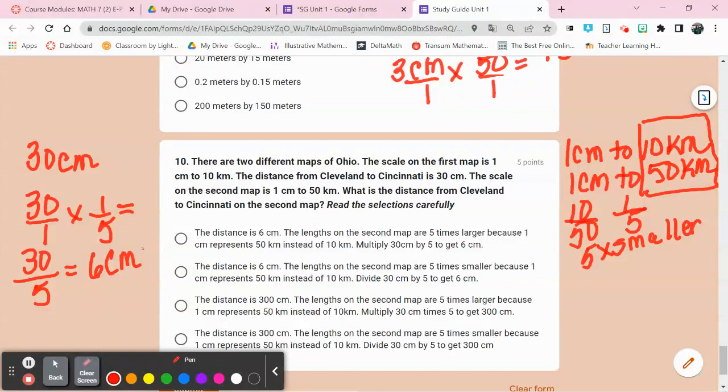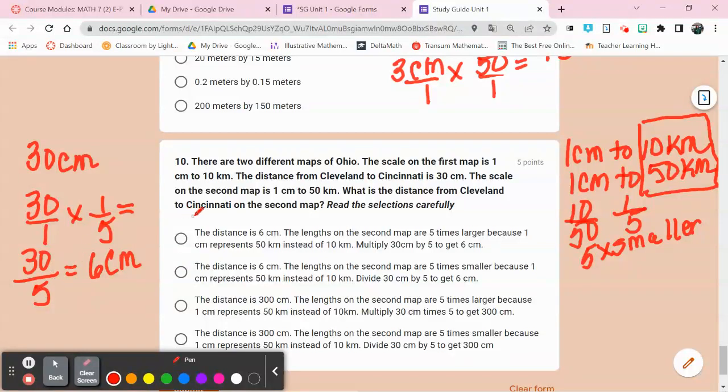All right, now let's go read the answers. And notice it says read the selections carefully. So let's go back and look. We know it's going to be smaller, 5 times smaller. We know we're going to take our answer and divide by 5. Okay, because we did 30 divided by 5.